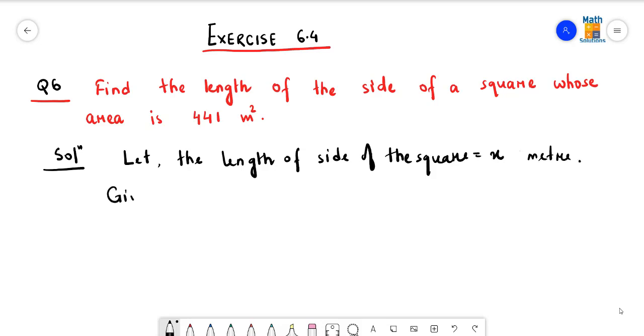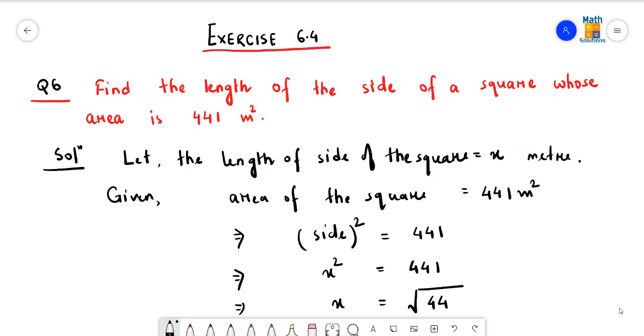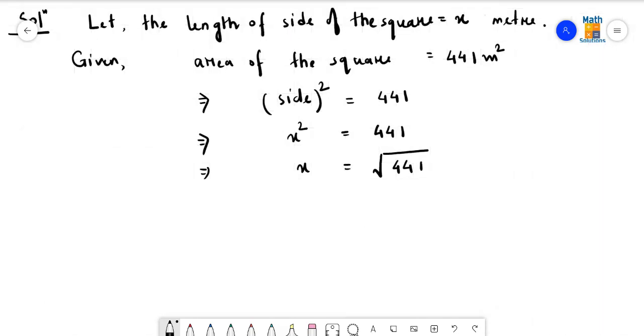Given area of the square equals 441 meters square. This implies we can write area of square equals side square, 441. So x square is equal to 441. So when I try to find out x, there will be square root of 441. So let us proceed with any method we like.